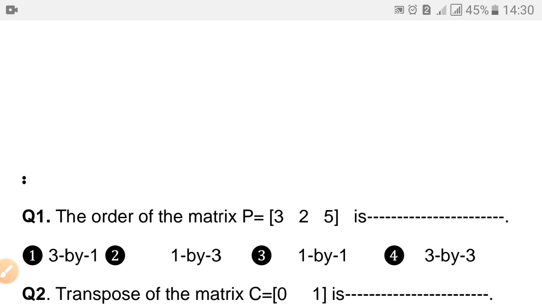So, I have arranged here a set of important questions which are likely to be asked in the coming lecturer tests. So, stay tuned with us and be alert.